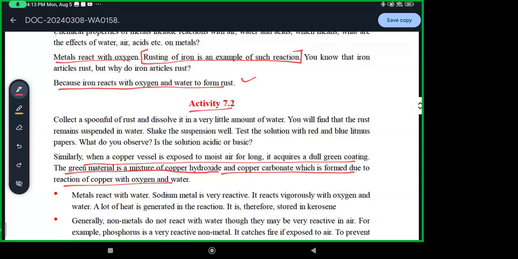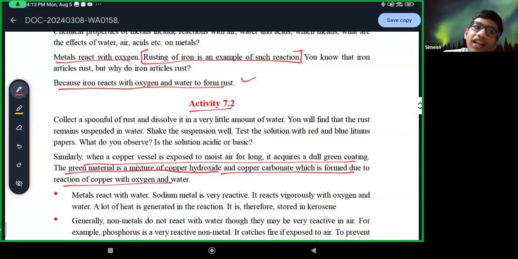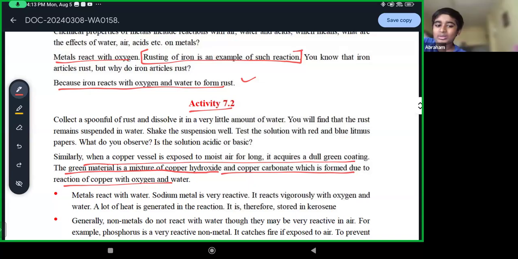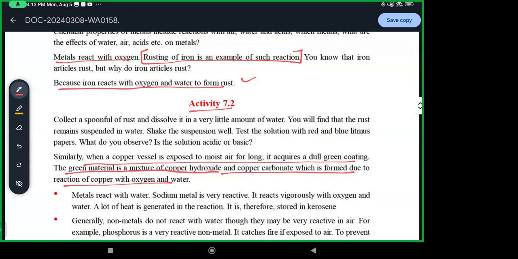What type of metal, Samir? I'm not sure. I think it was stainless steel. Oh, okay, yes, stainless.